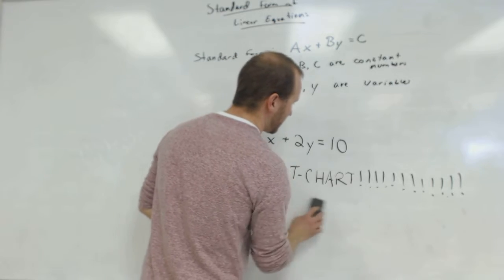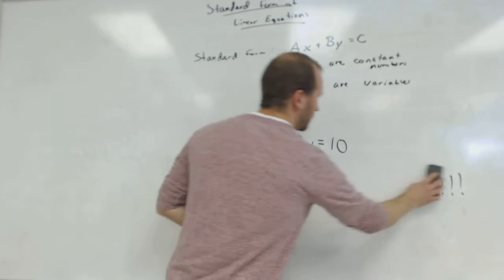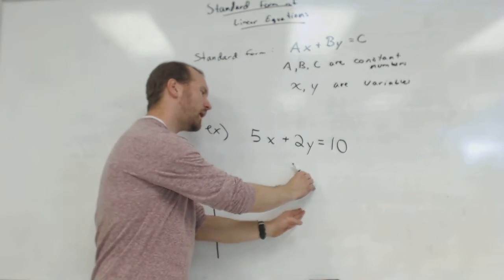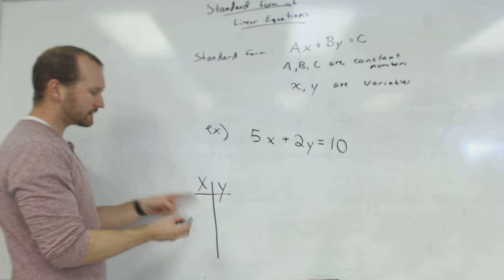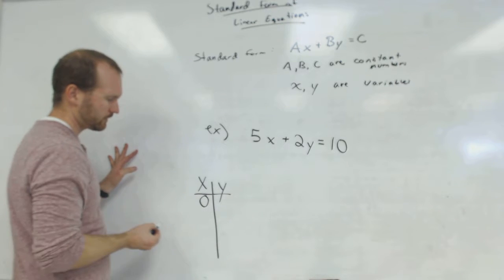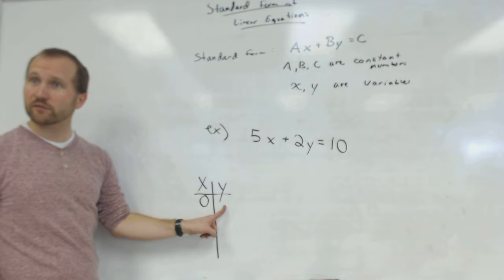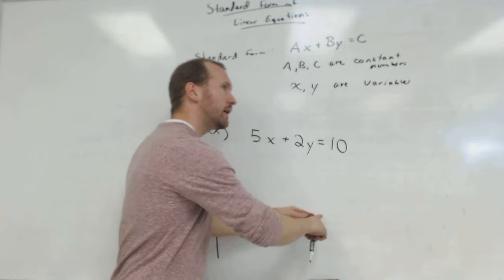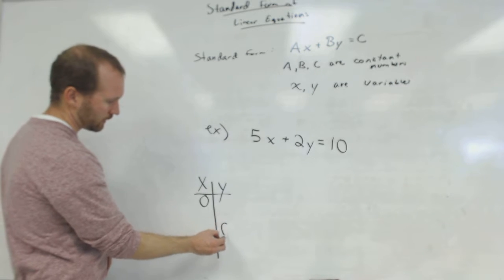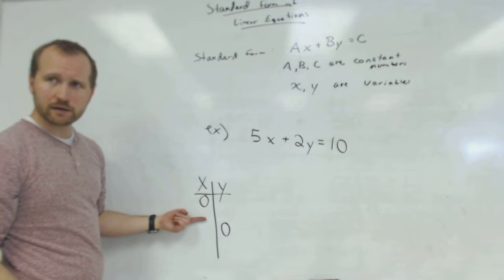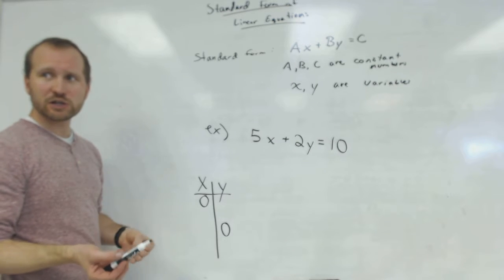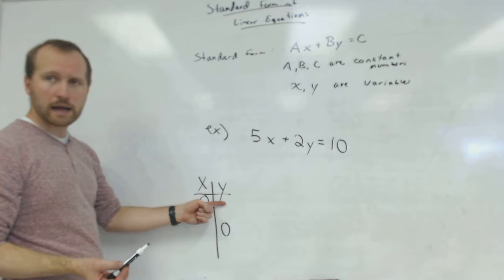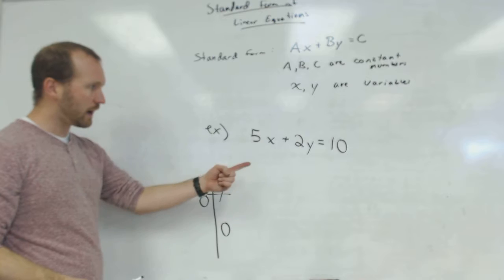So what do we know about the x and y intercepts? Well, we know that the point where the line crosses the y-axis is where x is 0. We don't know what y is yet, but we can find it. And we know that the point where the line crosses the x-axis is where y is 0. Well, we don't know x yet. So in our t-chart for standard form, we're going to plug 0 in for x and find y. And then we're going to plug 0 in for y and find x.